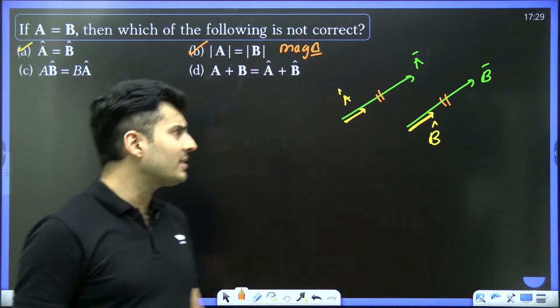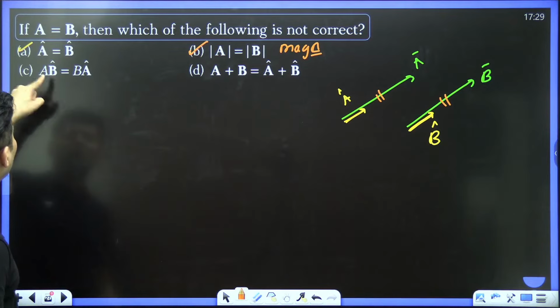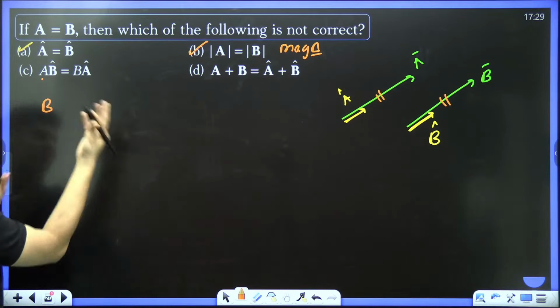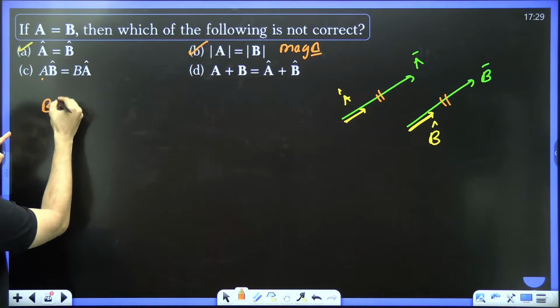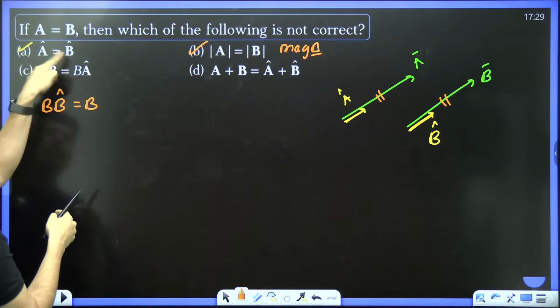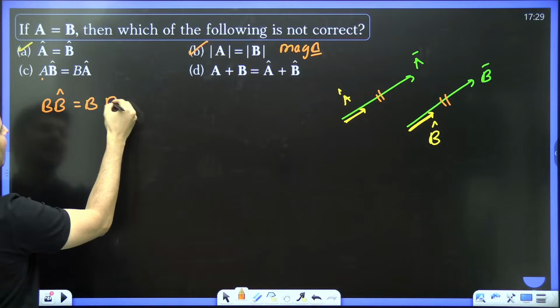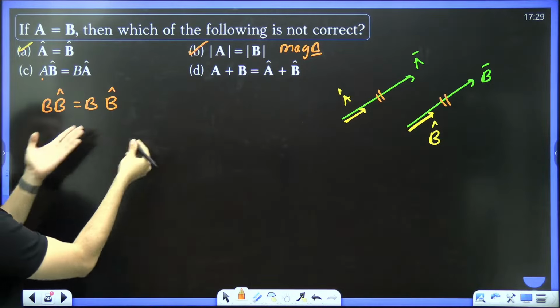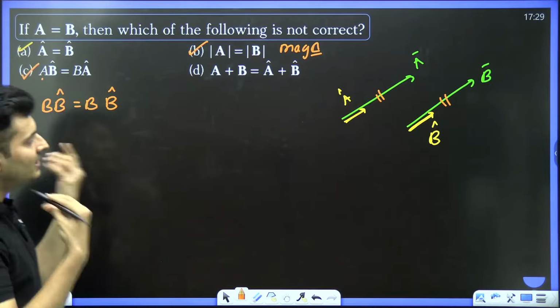What about option C? Guys, instead of A, I can write B because magnitudes are same, and this will become B hat. And B I can keep as it is. Anyways, A hat and B hat are same only. So I can write it as B hat. So B hat is B hat, which is correct. So option C is also correct.